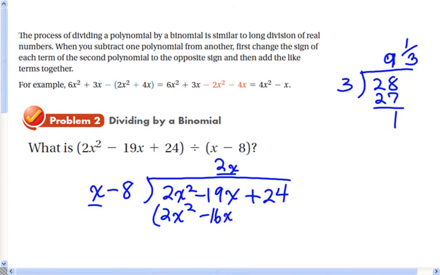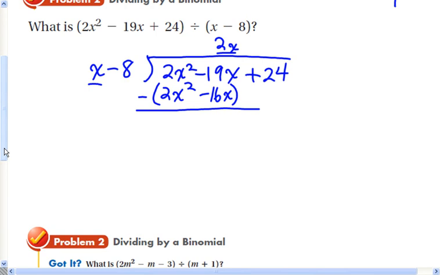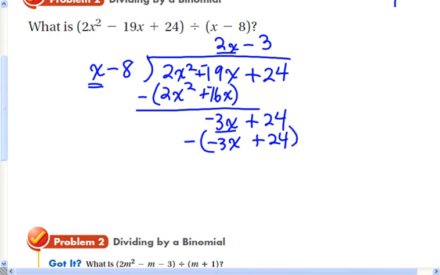Okay, now I need to subtract that to see what I've left over. So we're going to subtract that. So I have negative 19 minus negative 16, and negative 19 minus negative 16 is negative 3x. Then I'm going to bring down what I've left, the 24. Now I'm going to look at my x here and think of what number times x is negative 3x. And that would be negative 3. So let's put that there. Negative 3 times x is negative 3x, and negative 3 times negative 8 is plus 24. And when I subtract that, I'm going to get 0. So there's no remainder. So my answer is 2x minus 3. All right, I'll let you try that.